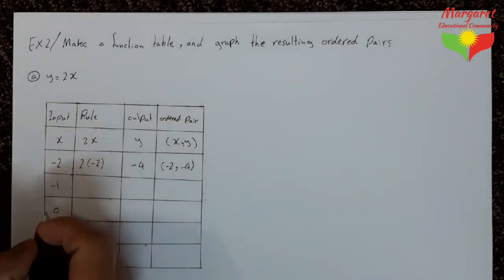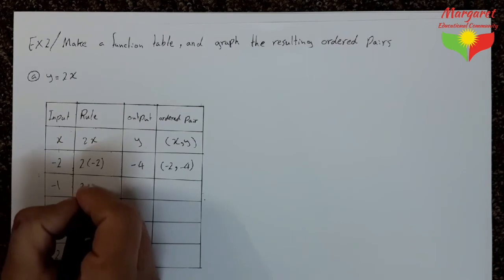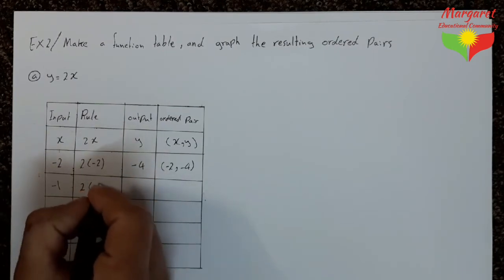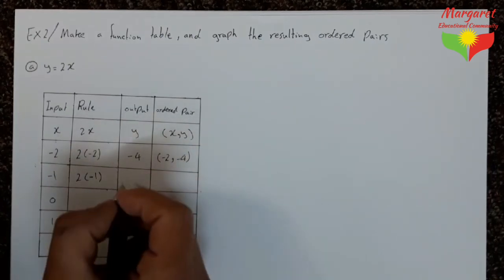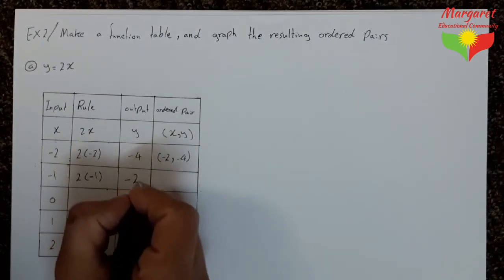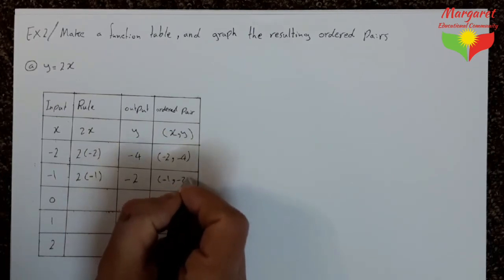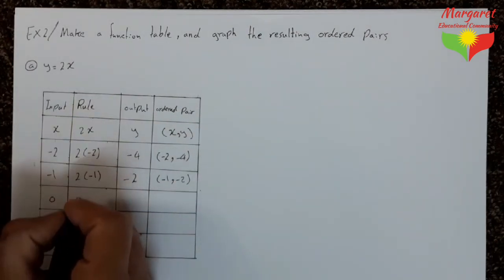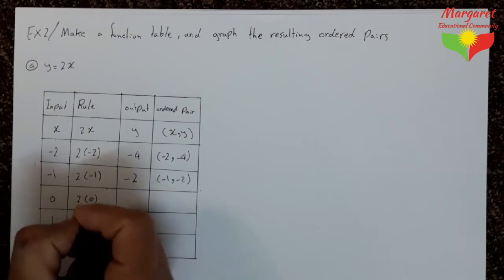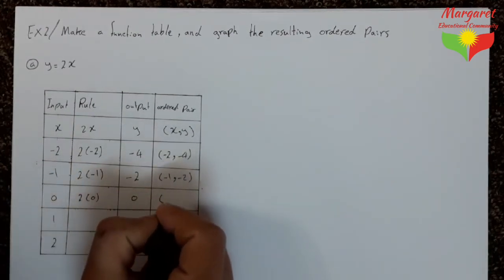And substitute minus 1 for x. So we have 2 times minus 1. 2 times minus 1 equal to minus 2. So the ordered pair is minus 1, minus 2. And substitute 0 for x. So we have 2 times 0. 2 times 0 equal to 0. So the ordered pair is 0, 0.